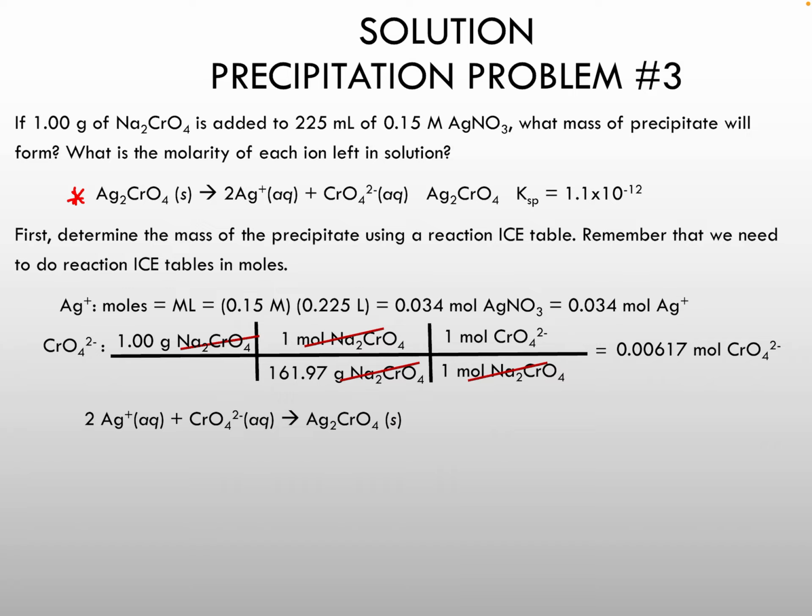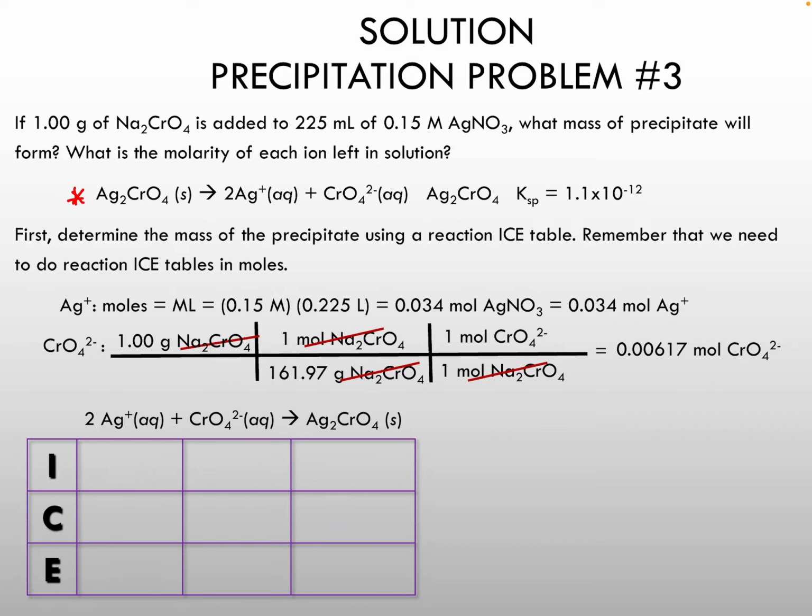Okay, because I like to think of, okay, the silver and the chromate are going to react. They're going to form silver chromate. You can totally leave it the way it is above. It just makes more logical sense in my head to flip it around to show the reaction. Okay, so here's our ICE table. So I'll put our moles of each one, and we don't have any silver chromate to start with, and then we'll go ahead and fill in our X values.